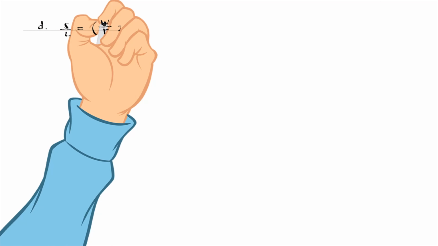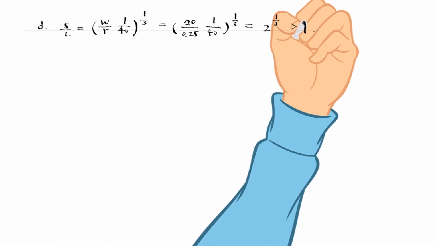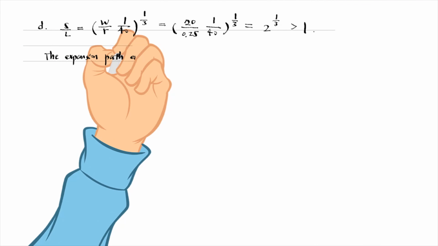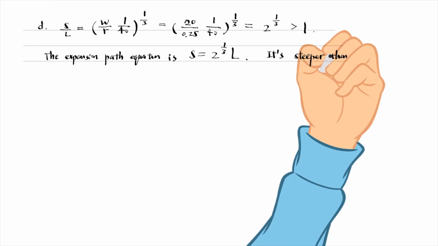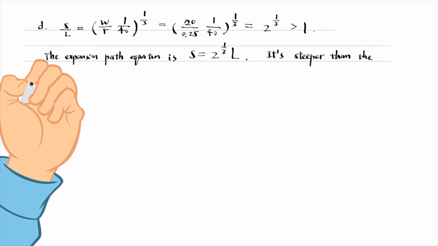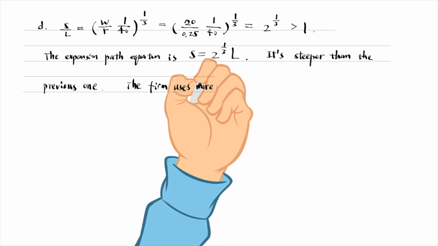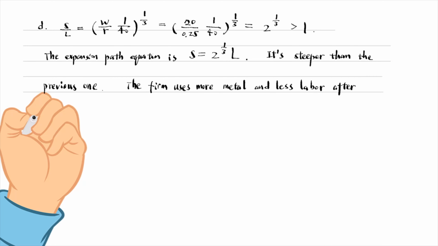We use the tangency rule to find the expansion path equation again. The new expansion path equation is S equals 2 to the power 1/3 times L. The slope of the new expansion path is around 1.26. It is steeper than the previous one. The firm uses more metal and less labor to produce after the decrease in the metal price.